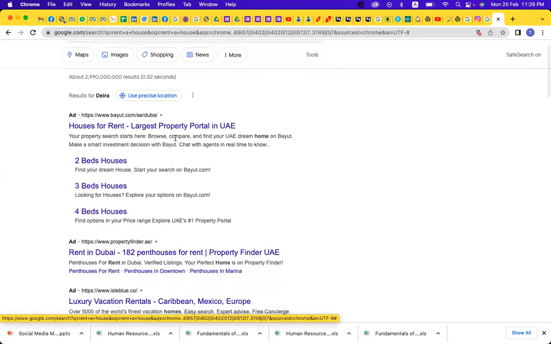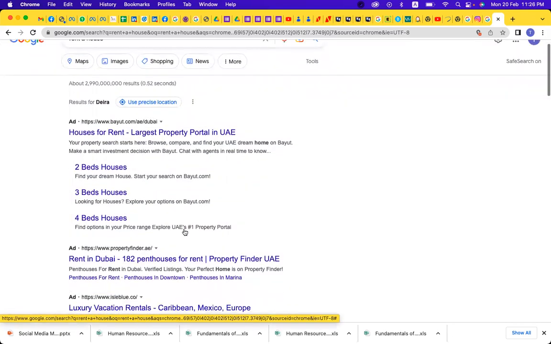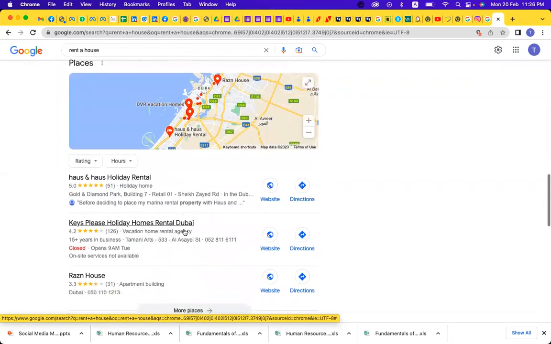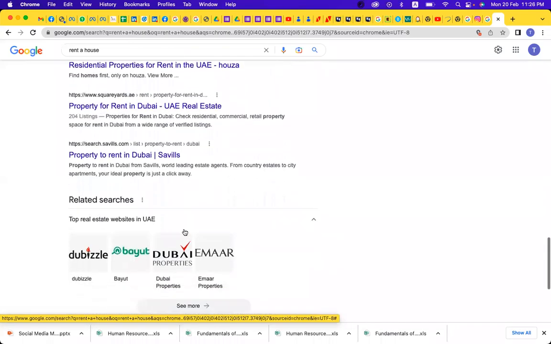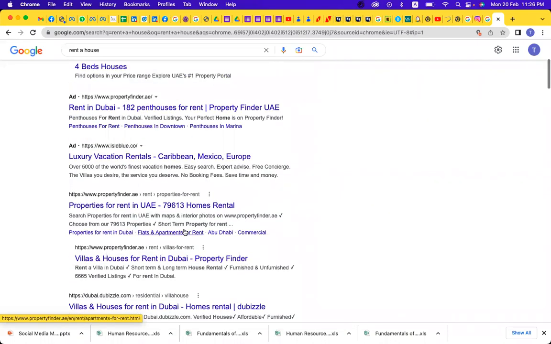All right, so we've searched the word rent a house, and on this page we have 3 paid ads at the top and none at the bottom. So there is no ad at the bottom.